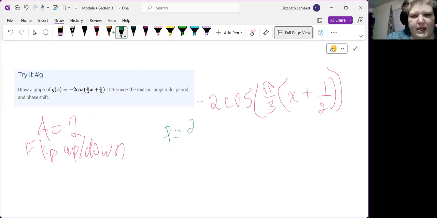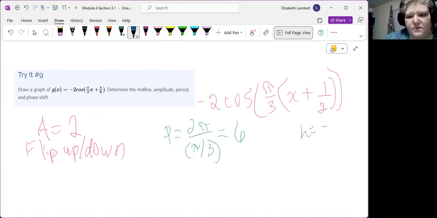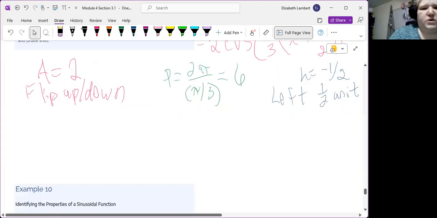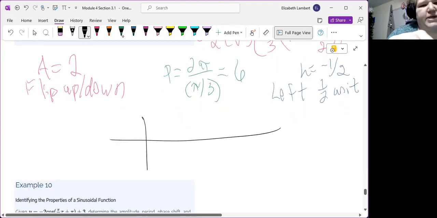Our period is 2 pi over the pi over 3. Pi's will cancel, the 3 will flip up. So this is 6. And then our phase shift is, it looks like it would go right, but really it's going to go left a half unit. So our period, instead of starting at 0, is going to start at negative 0.5. I'm not going to do the whole sketch, but those period numbers can be a little tricksy.